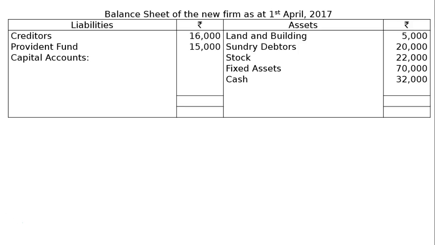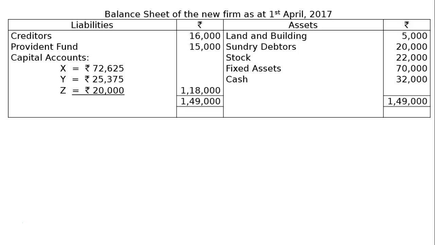Then capital accounts for X is rupees 72,625 and Y is equal to 25,325, and Z's capital balance is equal to rupees 20,000. All these three amounted to rupees 1,18,000, and the total of the balance sheet on both sides is rupees 1,49,000.